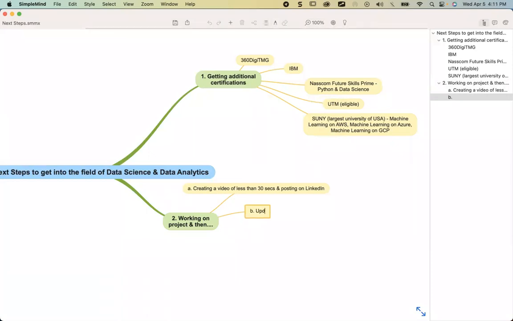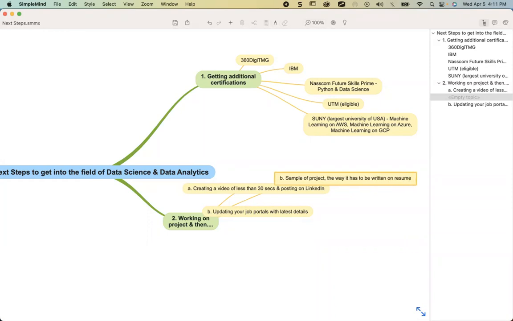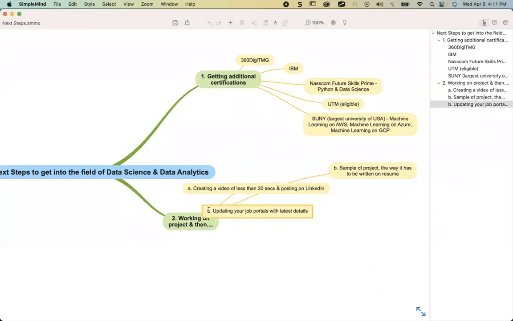Second, I'm sure you're updating your job portals with latest details. Even before that, I'm sure you're looking at a sample of project, the way it has to be written on resume. Okay. You're looking at the sample of the project, the way it has to be written on resume, and you're updating your resume on those lines. Then you go and put that on your job portals. I'm sure you're also doing this.